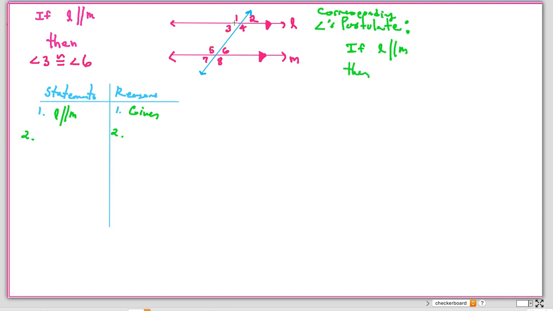So 1 and 5, top left, right? In these four angles, top left angle is 1, so then it corresponds with 5 because 5 is in the top left of these four angles. Top right corresponds with top right, bottom right corresponds with bottom right, bottom left corresponds with bottom left here. So I have, then let's just say corresponding angles are congruent.